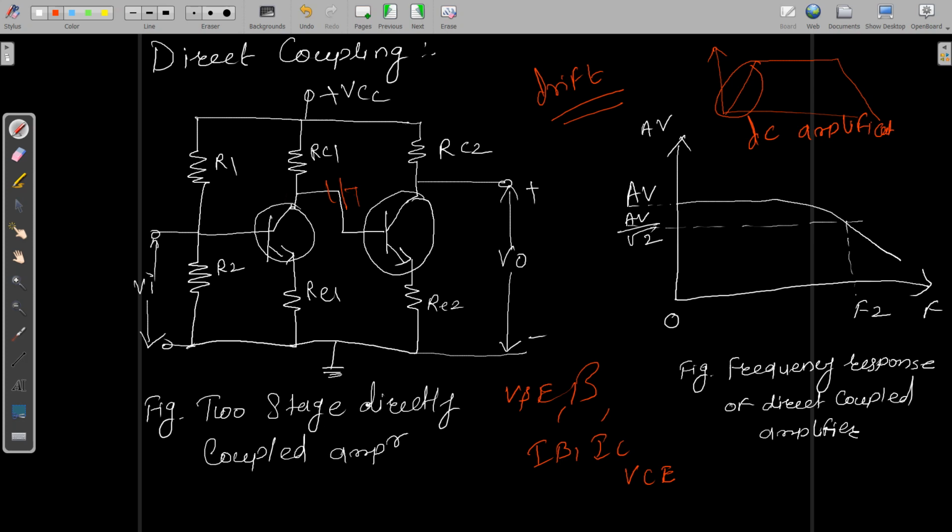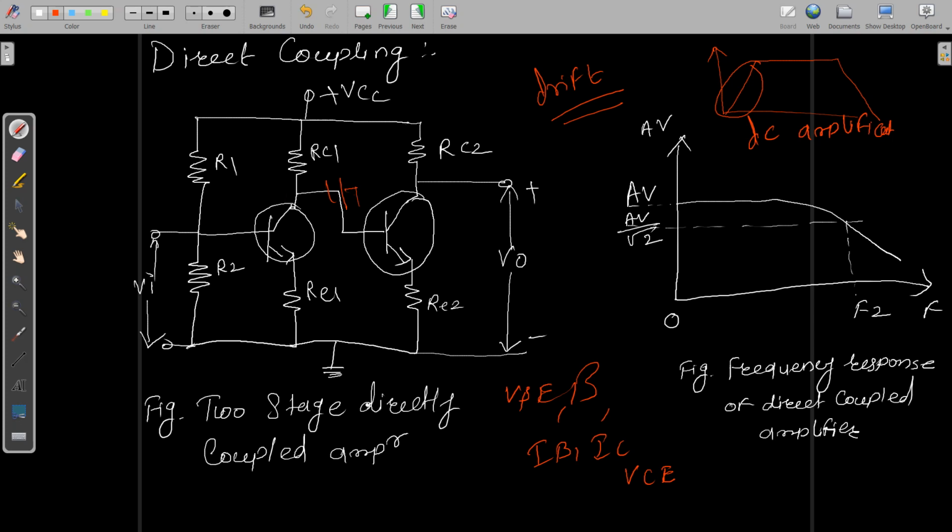Definitely it is quite simple compared to your RC coupled and transformer coupled. It will be less costly because there is no circuit complexity here. There is drift, there is no hum, and this kind of coupling is used in the amplification of slowly varying parameters, or we can say where DC amplification is required, you can go for direct coupling.